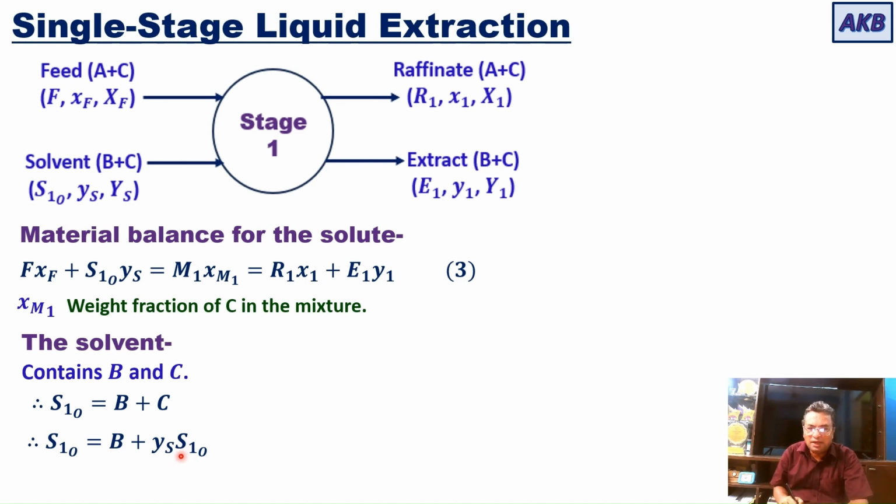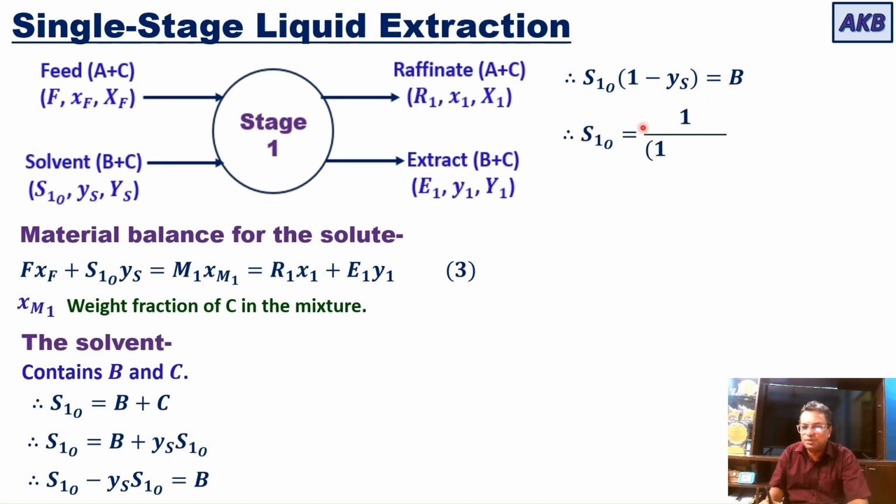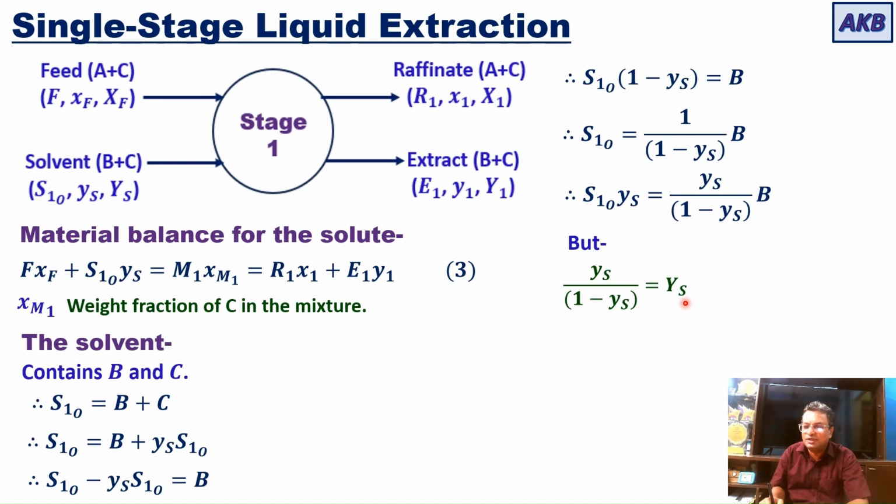In the next step, I will bring this term to this side. So it will be S10 minus Ys into S10 equal to B. Now I can take S10 common on the left hand side. So it will be S10 into 1 minus Ys equal to B, that is S10 is equal to B upon 1 minus Ys. Now I will multiply by Ys on both sides. So it will be S10 into Ys equal to Ys upon 1 minus Ys into B. And in this case, the term Ys upon 1 minus Ys is nothing but capital Ys.